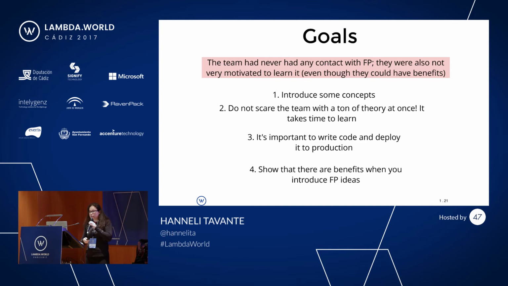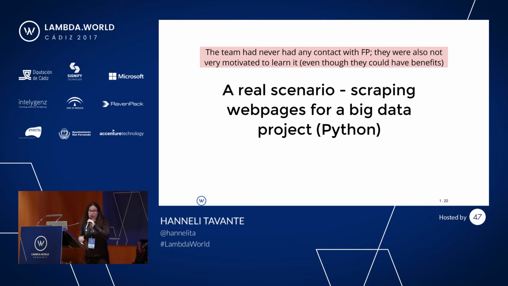So it was really important that the team could write something and deploy it, because usually there was like a management group of people that was always asking them to deliver something new to the code base. So how could I combine these things together? And how could I show them like the benefits of functional programming? So I'm going to give you a real example, what I did with Python.